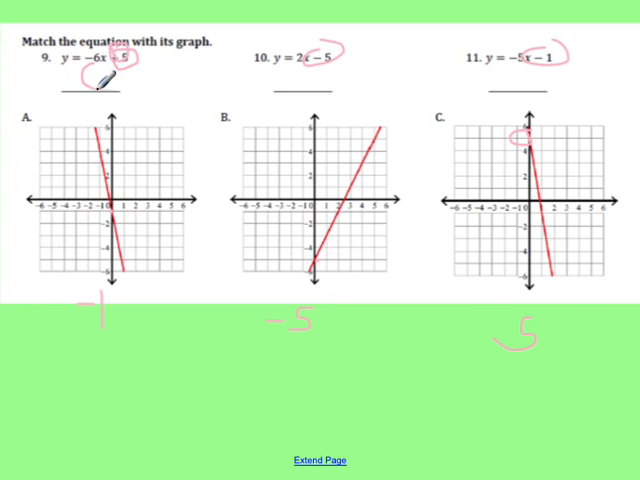Taking a look at 10, we're crossing at a negative 5, which means that this one has a negative 5, so this is B. Well, by process of elimination, we've used C, we've used B, so 11 is going to have to be A. So that concludes your note video for today.